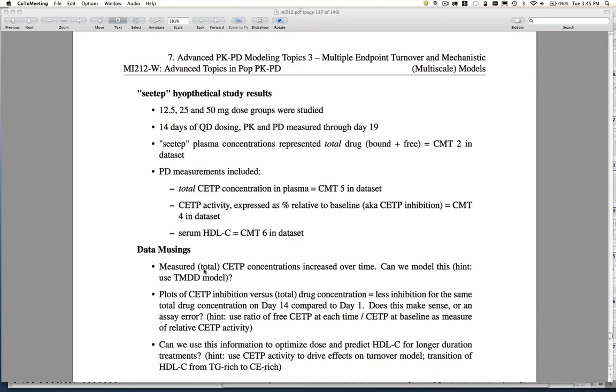Again, I mentioned that we have total concentrations of CETP and total concentrations of drug. So can we model this? The hint here is that we're going to use a target-mediated drug disposition model. So again, I'm trying to give an example here of not just multiple endpoint data and mechanistic data, but trying to feed this back into some of the earlier lectures as well.